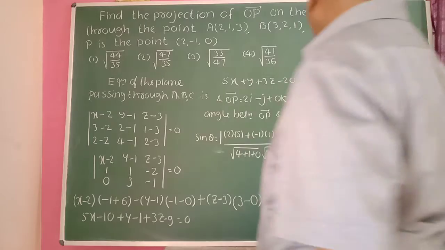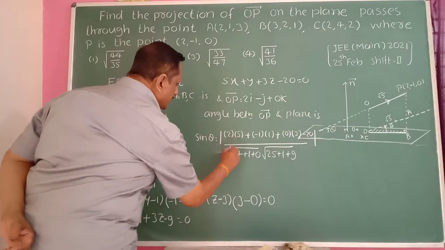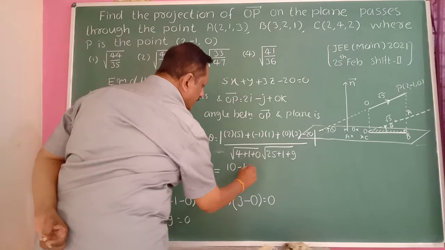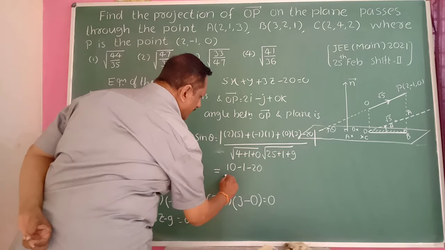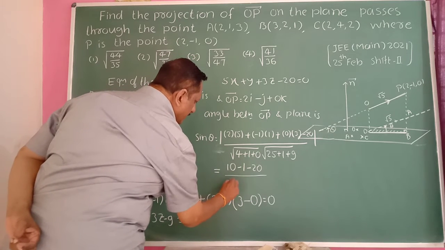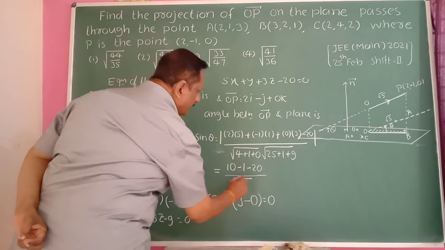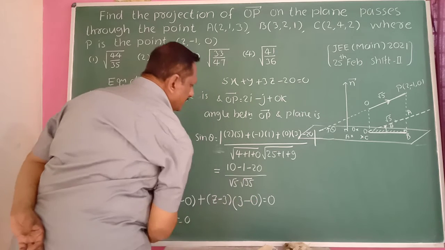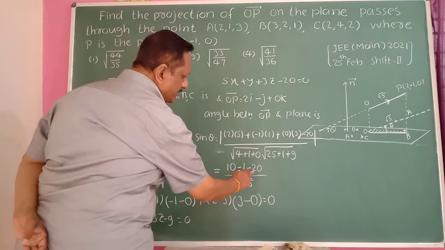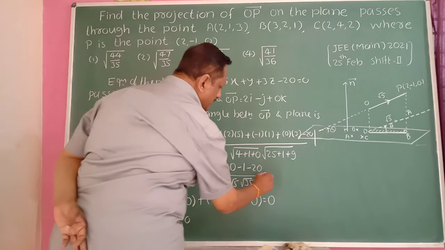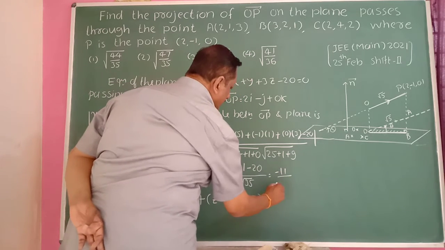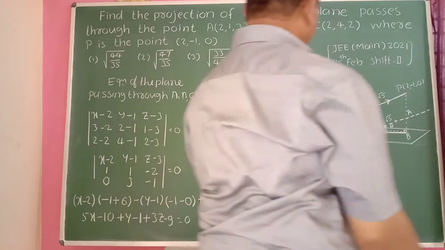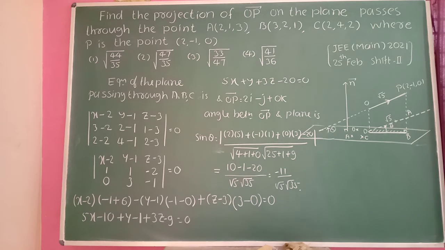Now you simplify it. So this is equal to 5 2s are 10, then 1 1s are 1 here, minus 1 here, then it becomes 0, minus 20 here, divided by root of 5 into root of 9 plus 1 is 10, 35, root of 35. Then 10 minus 20 minus 10 here, minus 10 minus 1 is minus 11 here, minus 11 divided by root of 5 into root of 35. Okay, in this case okay.